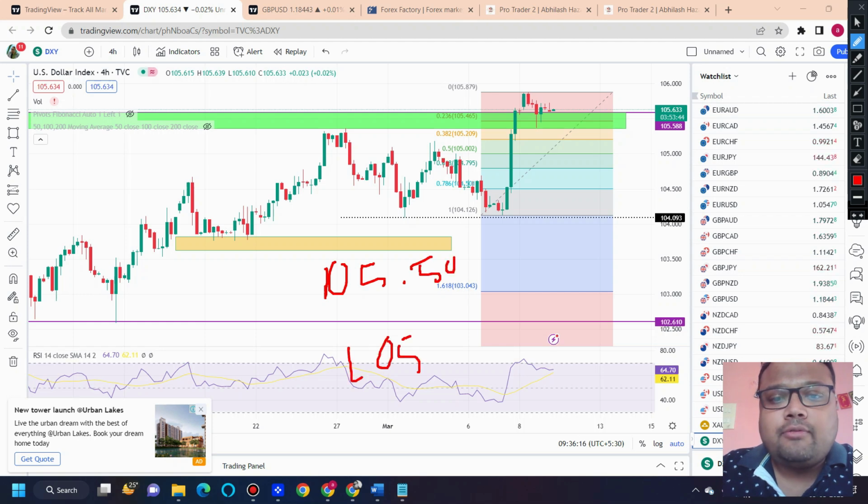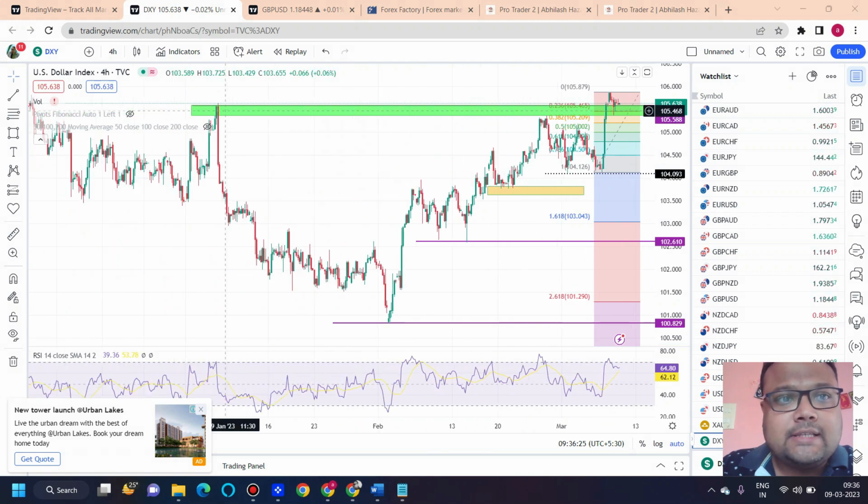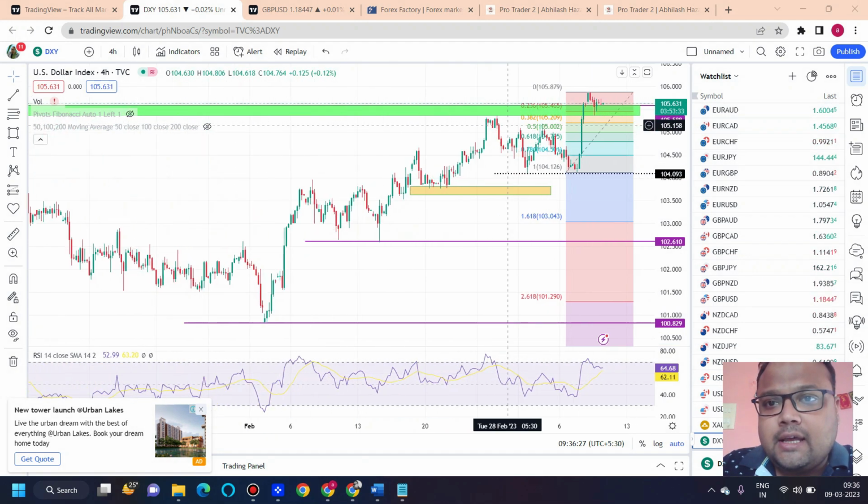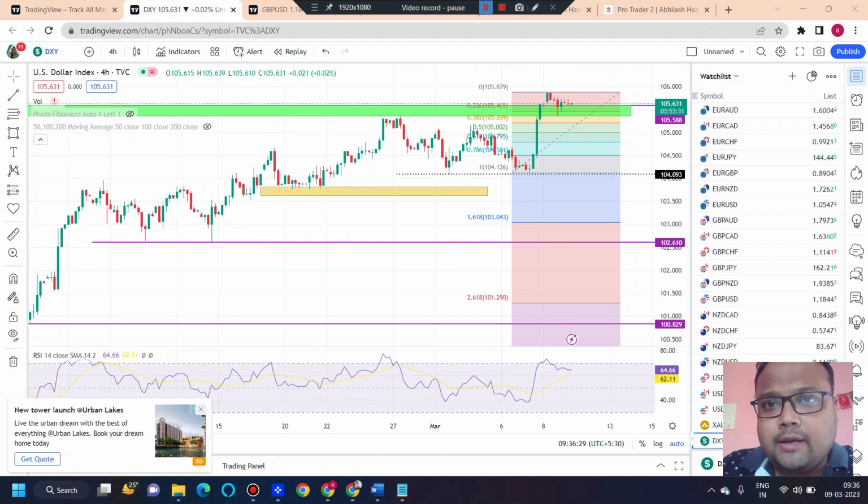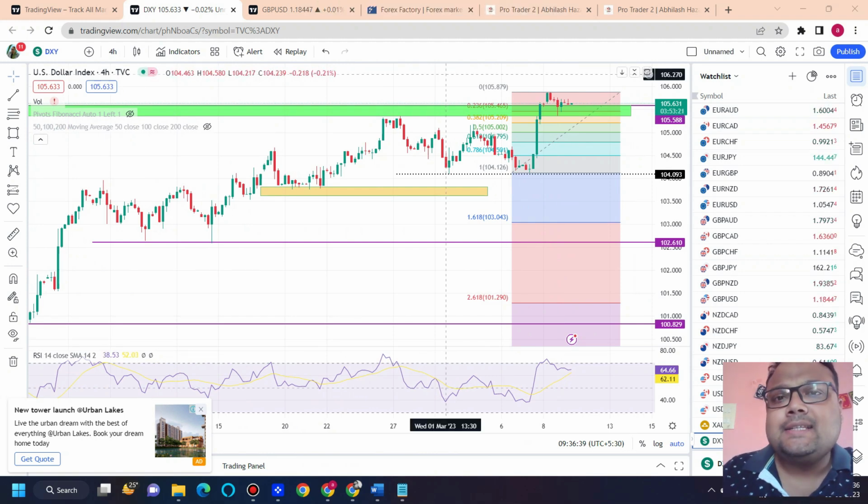As discussed in our previous video, the level of 105.50 to 105.40 is acting as the support for DXY right now, and the reason is that previous resistance is acting as support here. You can see this was the resistance and right now this is the new support for the market. And you will see a silence in the market right now.